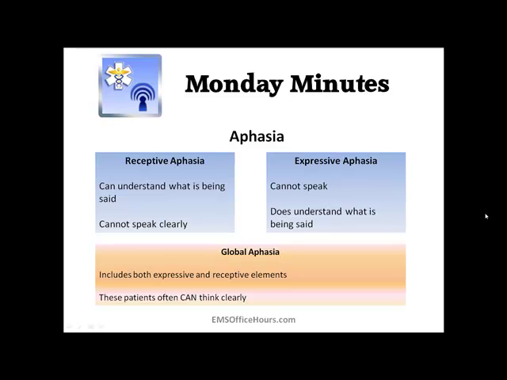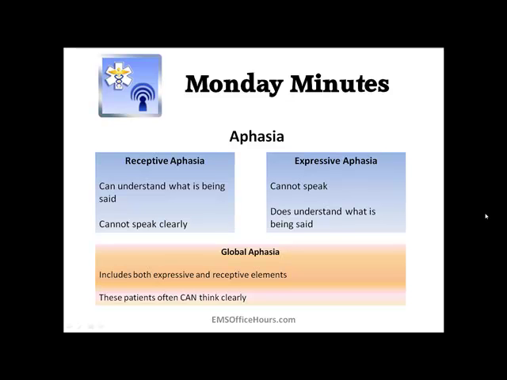Now, expressive aphasia, and this is where the patient cannot speak for themselves. They're not able to speak clearly, but they are able to understand in their mind what it is that you're saying. So this is damage to the frontal lobe and causes that motor function of speech. Okay, it's controlling that motor function of speech.